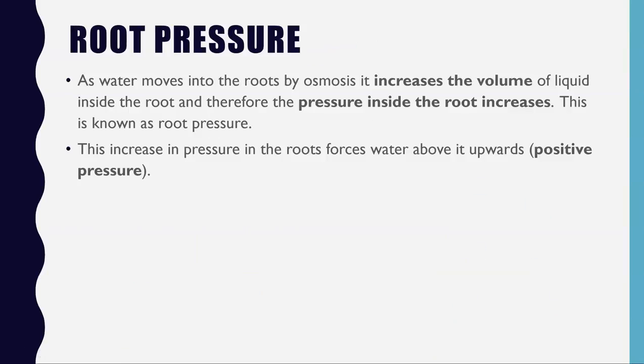The last idea that we're going to add to this is root pressure. So as water moves into the roots by osmosis, you then have a larger volume of liquid but in the same space. And this increases the pressure inside of the roots. And as a result, we get what's called positive pressure, which gives this push action. So as water moves into the roots, because there's now a higher pressure, it pushes any water above it further up. So you get this pushing upwards from the bottom of the water column.